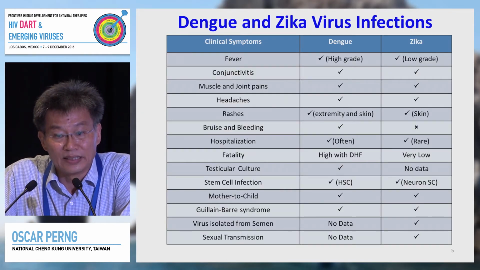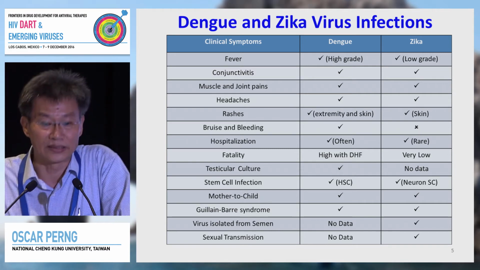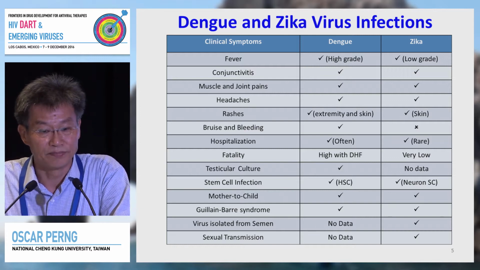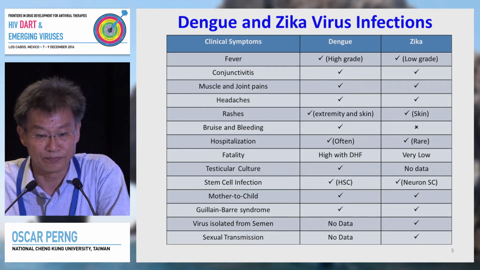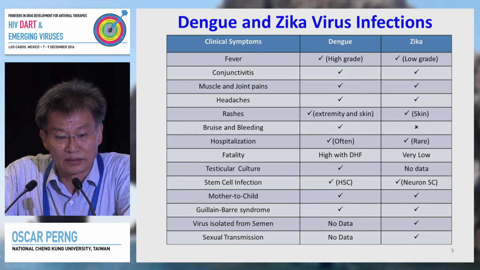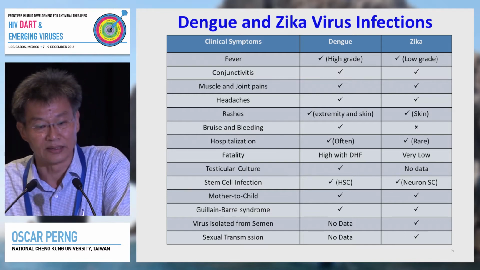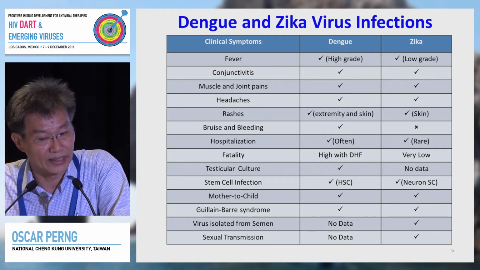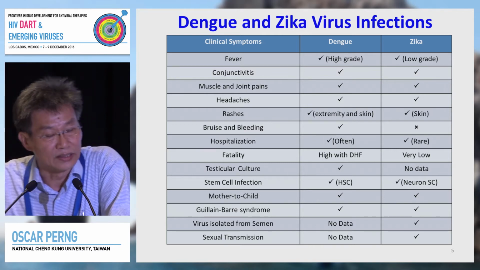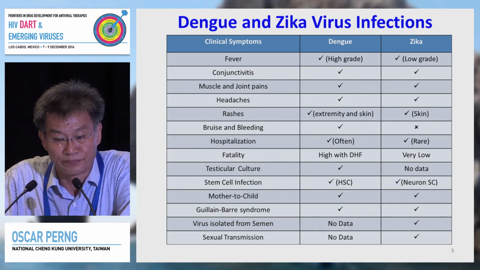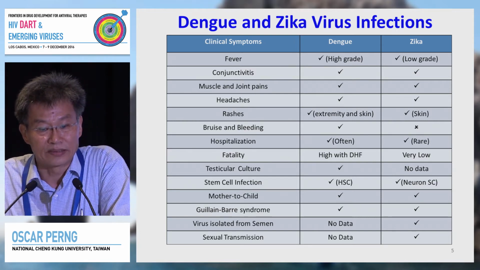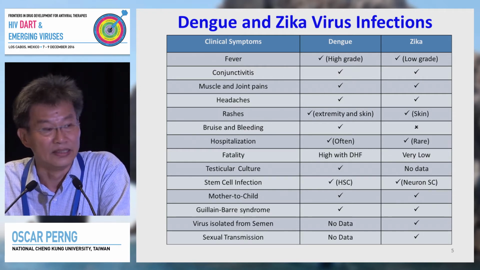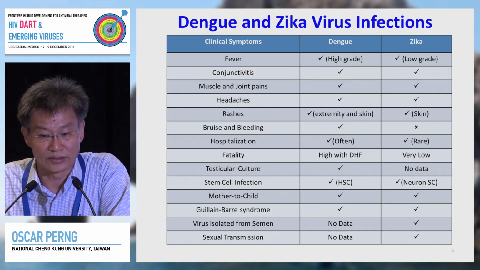In terms of dengue and Zika, they look like brother and sister, except Zika, in terms of the fever, is a little bit milder, and the rash is also a little bit milder. And in terms of the target cell, Zika is known to probably infect the neuron stem cell, but dengue, in our hands, we think infects the hematopoietic stem cell. Because dengue has been demonstrated to infect testicular culture, but in Zika, so far there is no data for that.